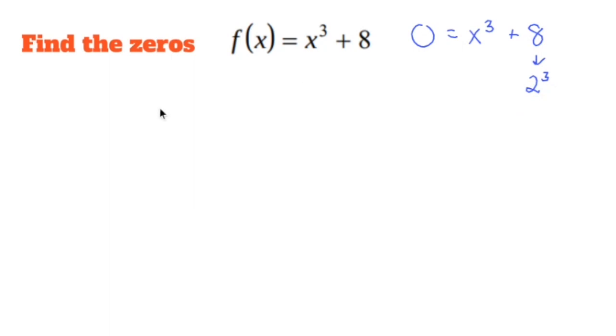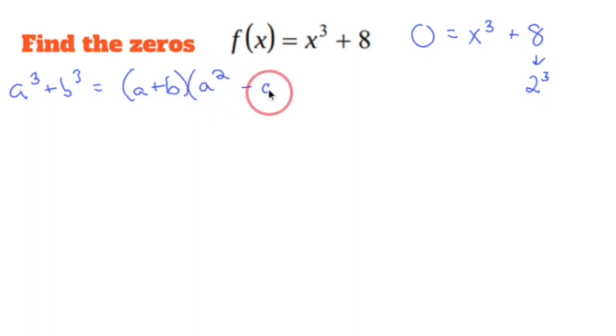Similar to difference of squares, there's sum of cubes, difference of cubes. There's no such thing as sum of squares, but there is a sum of cubes. And it looks a little something like this. Let's just say you have a cubed plus b cubed. That's going to be the same thing as a plus b times the quantity a squared minus ab plus b squared.